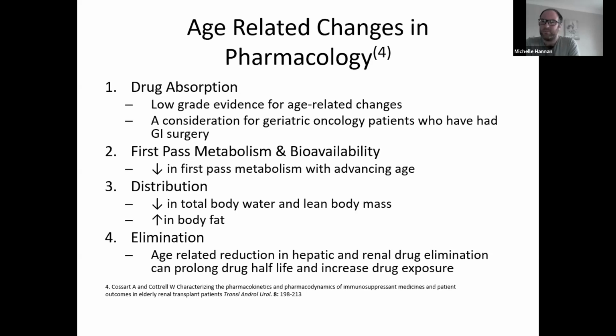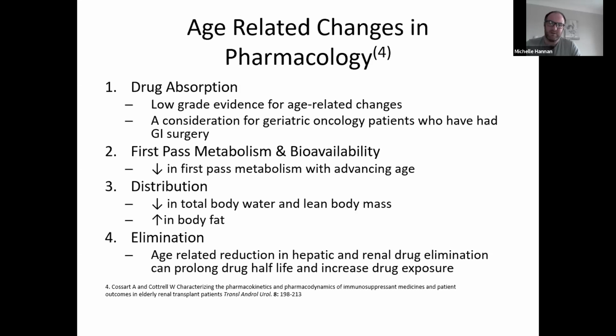So it's also worth bearing in mind, when we are talking about geriatric oncology patients who are using these drugs, the age-related changes in pharmacology that we can expect. So, for example, drug absorption, there's quite low-grade evidence for age-related changes in drug absorption when a drug is taken orally. But something that we need to consider in geriatric oncology patients, depending on their indication and comorbidities, is if they might have had GI surgery, which might affect the length of gut available to absorb a drug. But also with drug absorption, you also need to take into account other medication that might affect that too.